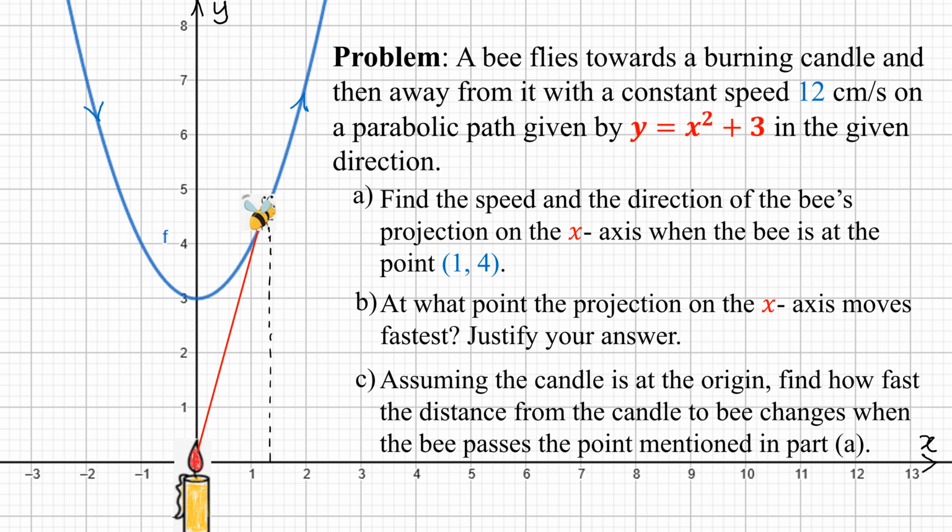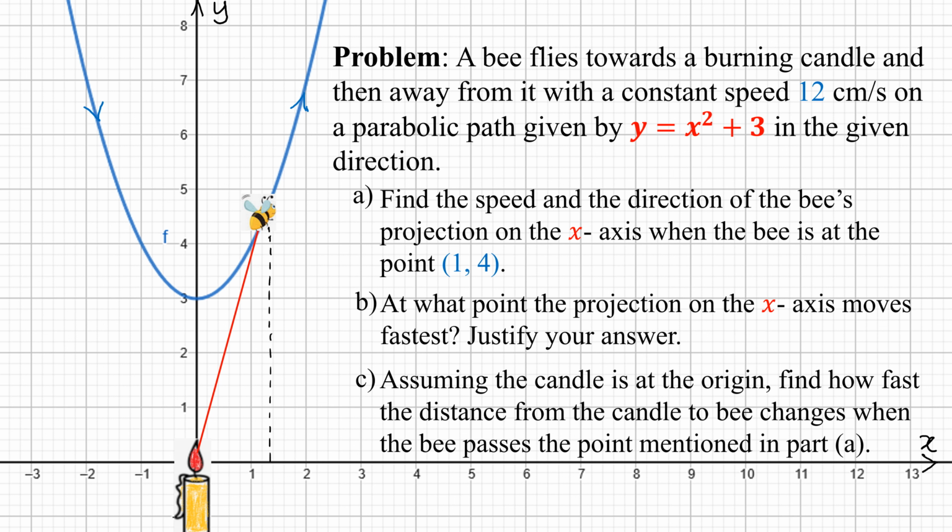So the bee flies on a parabolic path, and you can see that when it flies on a parabolic path, it can create two projections, one on the x-axis and one on the y-axis. So part A asks: what is the speed of the x projection when the bee is at the point (1, 4)?